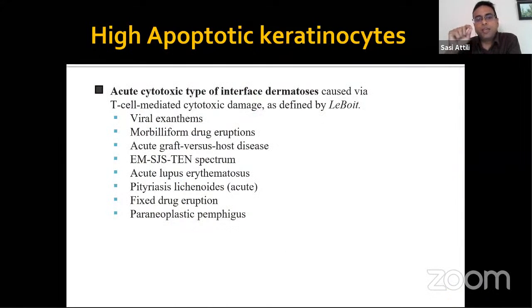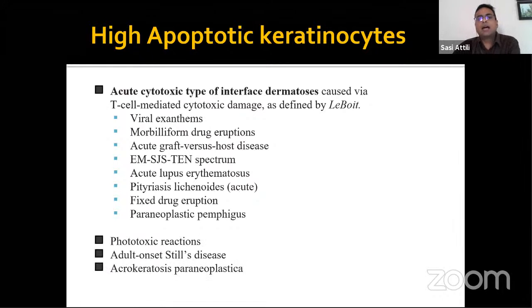So these acute cytotoxic type of interface dermatoses were sort of defined by Leboy in the late 1900s, and the examples of these being viral exanthems, morbilliform drug eruptions, acute GVHD, the erythema multiforme TEN spectrum, acute lupus, pityriasis lichenoides, usually the acute variant, fixed drug eruption, and paraneoplastic pemphigus. Having said that, high apoptotic keratinocytes are also seen in phototoxic reactions, early onset Still's disease, and acrokeratosis paraneoplastica.